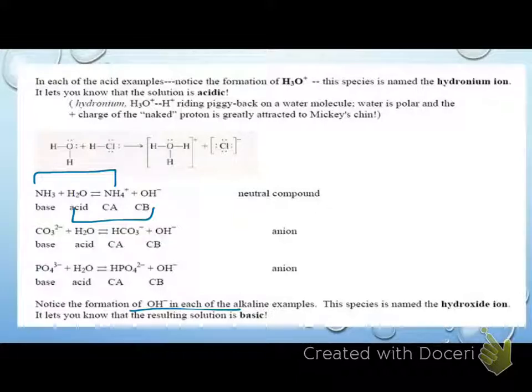The OH- is called hydroxide. Of course, we should know that by this point in our life. The H3O+ is called the hydronium, and it lets you know that the solution is acidic. If you see the hydroxide, then it's going to be basic.